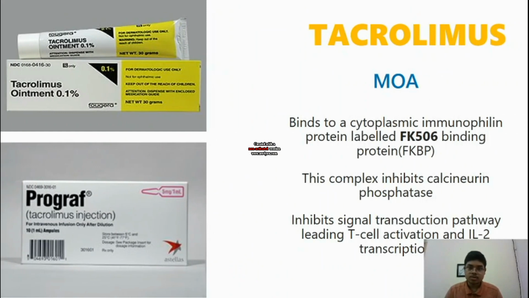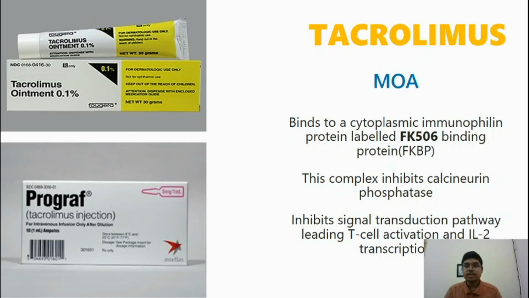Now we come to the mechanism of action of tacrolimus. Tacrolimus binds to a cytoplasmic immunophilin protein called FK506 binding protein, which is also known as FKBP. This complex inhibits calcineurin phosphatase.